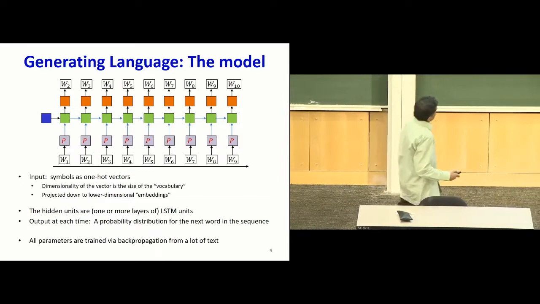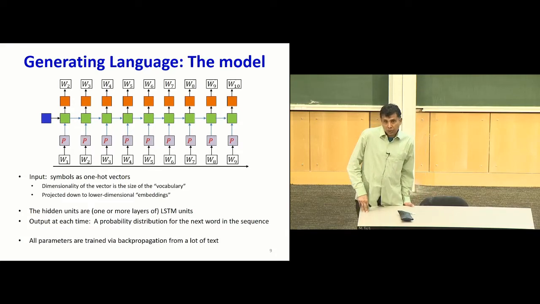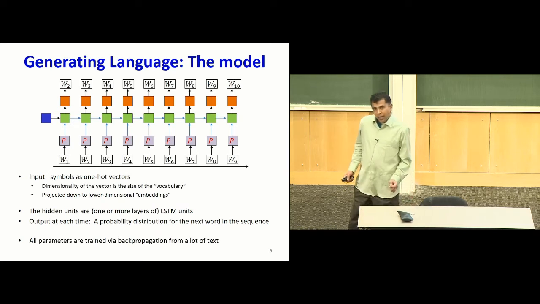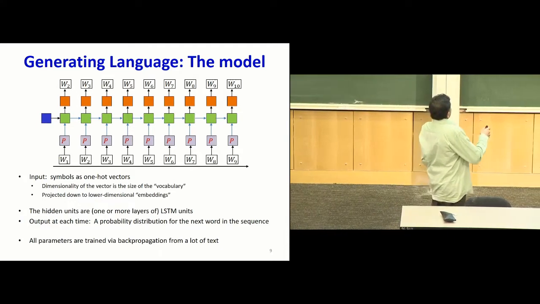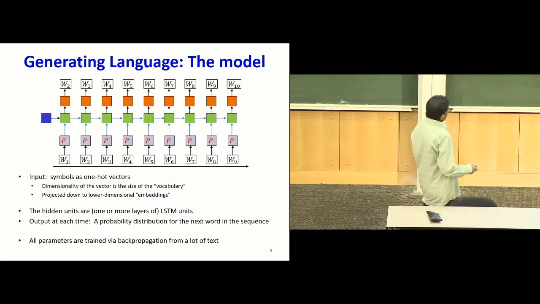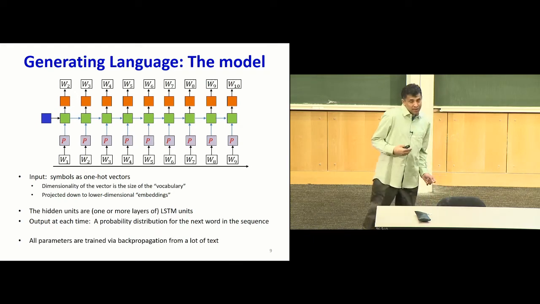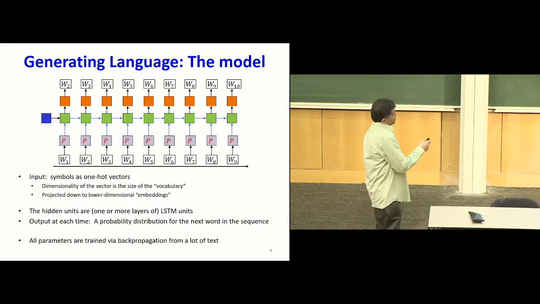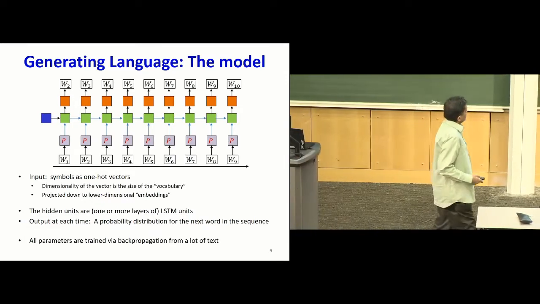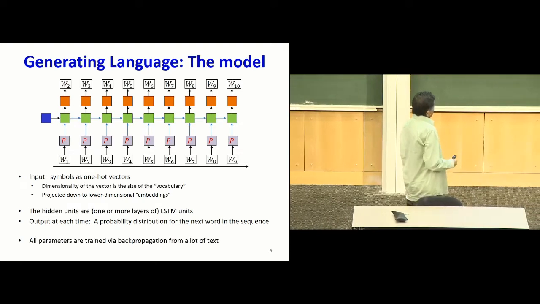In terms of implementation, here's what it would look like. The inputs are words. Obviously, they must first be converted to some kind of numeric format. So you're going to assume that there's an ordered vocabulary, and now each word can be represented as a one-hot vector. These one-hot vectors are projected down to some lower dimensional embedding. We saw some techniques for how such embeddings, how these projection matrices that compute these embeddings might be computed, in the previous class. So these hidden units could be one or more layers of LSTM units.